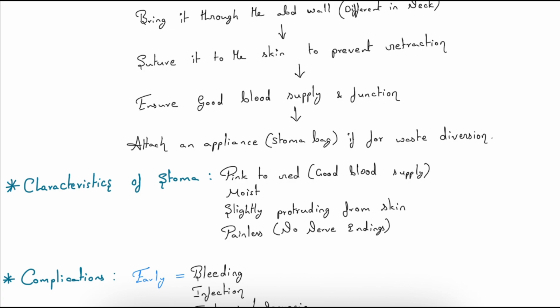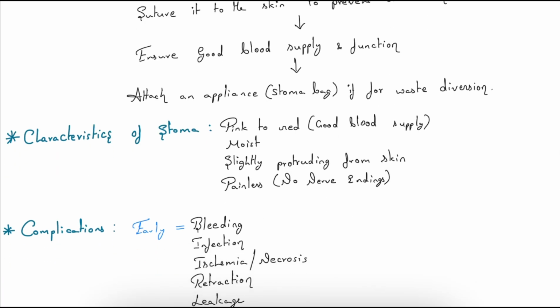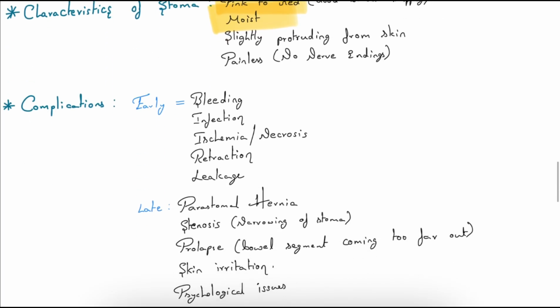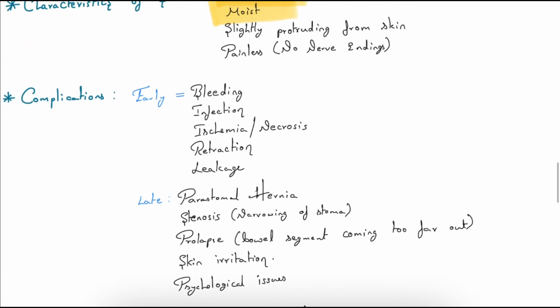So the common stoma sites: an ileostomy will be in the right lower quadrant, right iliac fossa. The colostomy will be in the left lower quadrant, left iliac fossa. Okay, so the characteristics of a stoma we already discussed: pink to red, good blood supply is there, moist and slightly protruding from the skin, and painless because no nerve endings will be there. Okay, so these are the things.